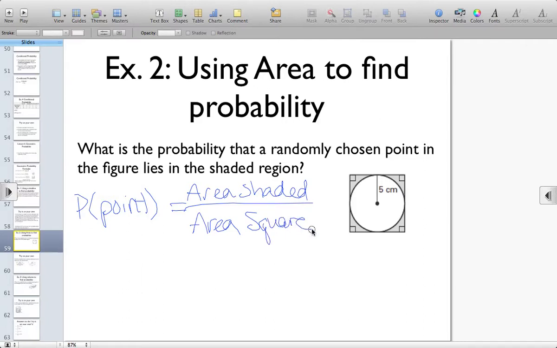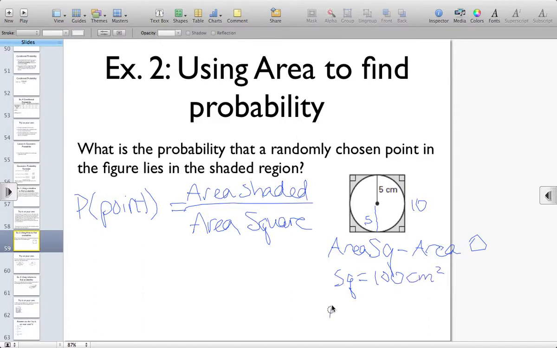So to figure out the area of the shaded region, I'm going to take the square and subtract the area of the circle. So area of the square minus area of the circle. The area of the square, of course, is going to be side squared. Well, if the radius of the circle is 5, that means the other side is 5. That means the side is 10. So the square is going to be 100 centimeters squared.